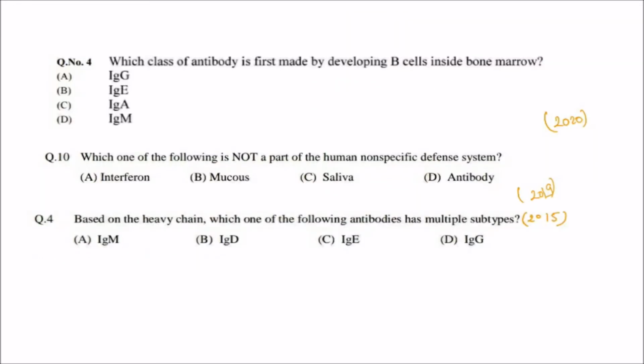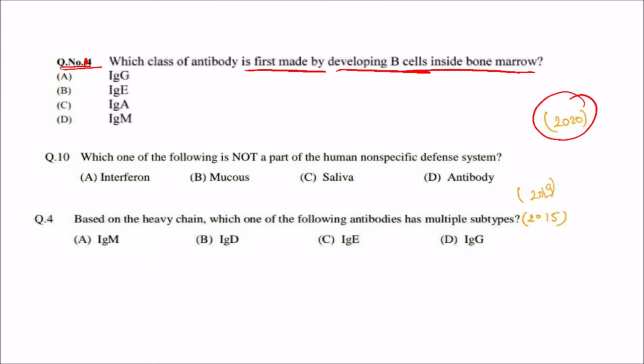So let's have some questions also, so that you can correlate the given data to the upcoming exam. So this is question number one, and it is from 2020. The question says, which class of antibody is first made by the developing B cell inside the bone marrow?